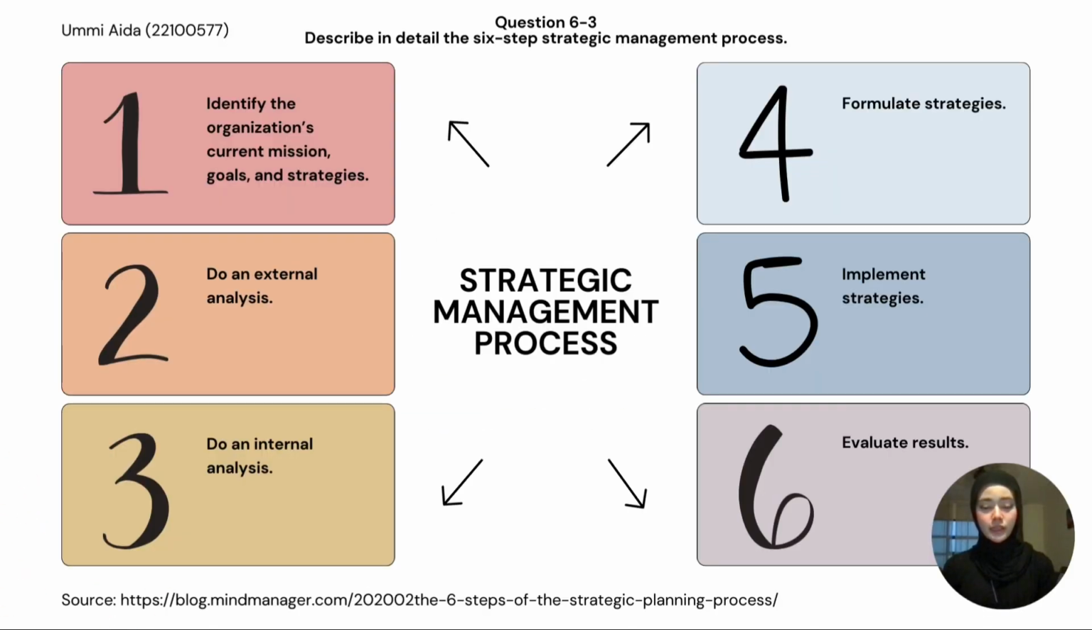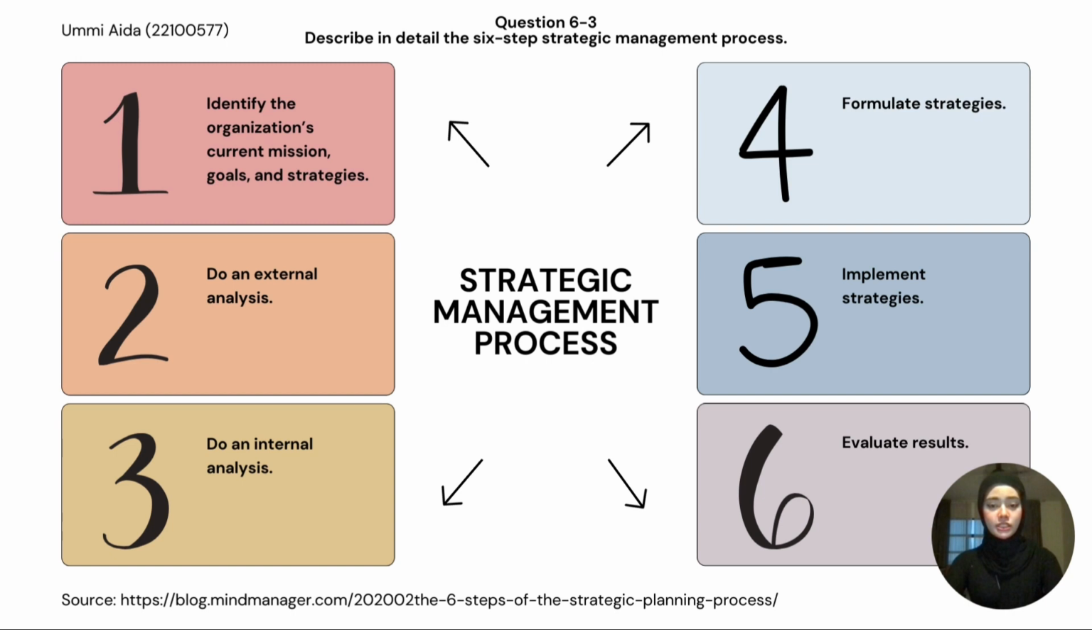My name is Umi Aida binti Ahmad Karidi, and I'll be describing in detail the 6-step strategic management process. Now, the first step is to identify the organization's mission, goals, and strategies. This involves clearly defining the overall purpose or reason for the organization's existence. So it's important to articulate the core mission in a way that provides guidance and inspiration. Goals should then be set to achieve the mission and current strategies evaluated for their effectiveness.